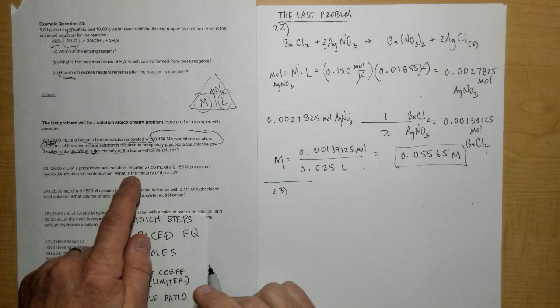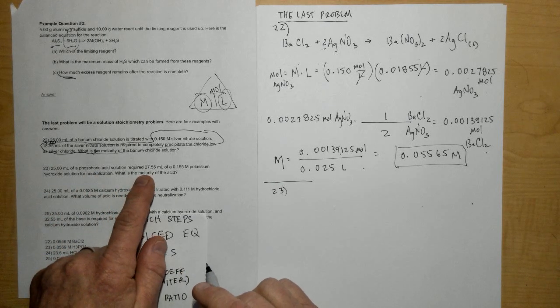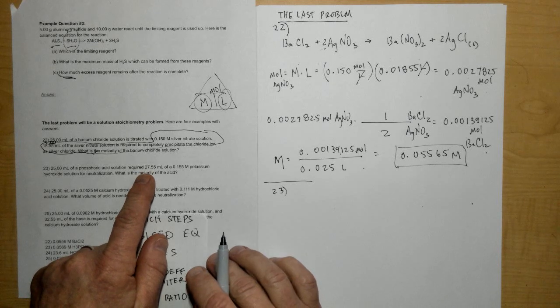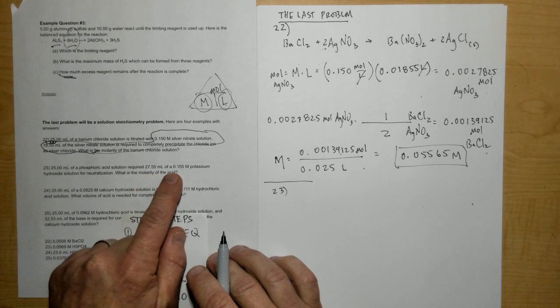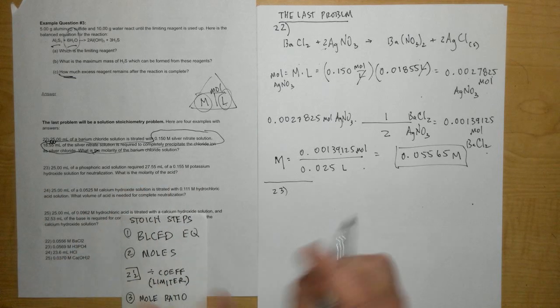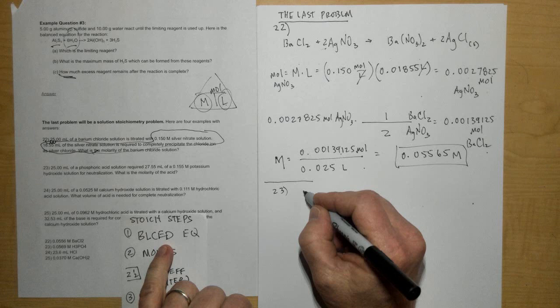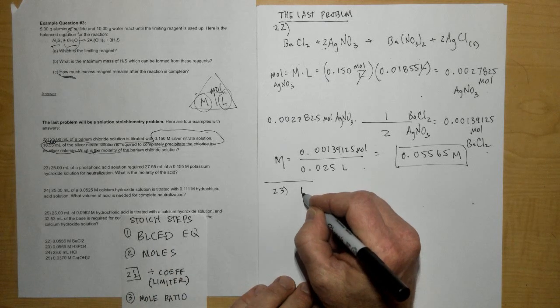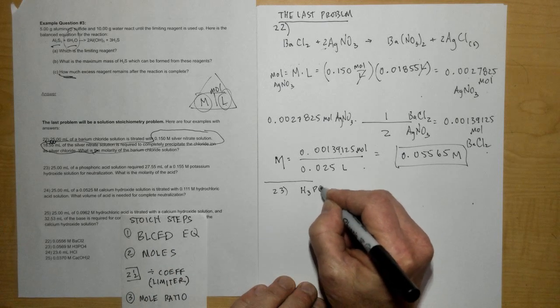A phosphoric acid solution is required. The solution required 27 milliliters of a 0.15 molar potassium hydroxide solution to neutralize. What is the molarity of the acid? So step number 1, balance chemical equation. So phosphoric acid is H3PO4.